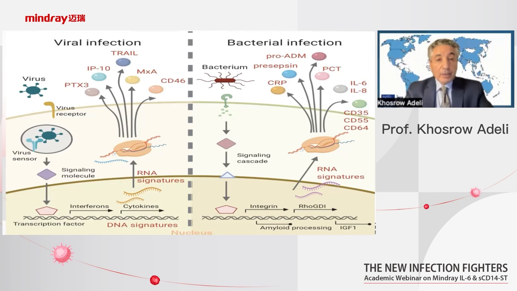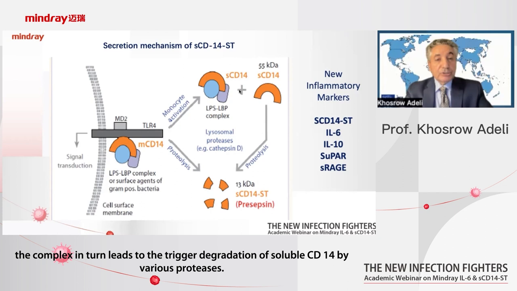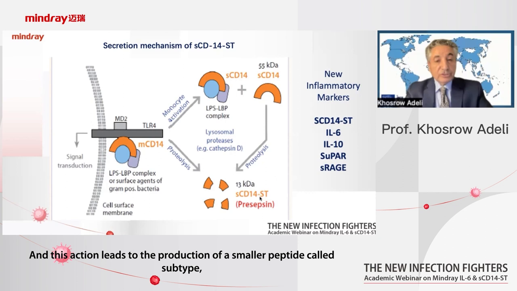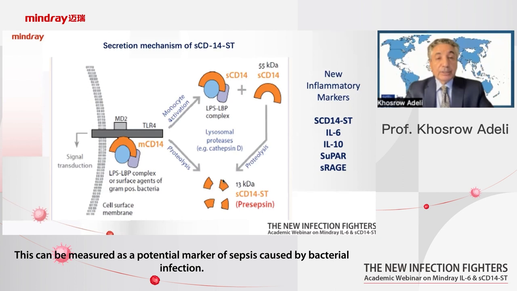Now, the soluble CD14 subtype is of particular interest, and it actually has two forms, a membrane form and a soluble form. And it binds to LPS, which can be generated by bacteria. And this leads to a formation of a complex. This complex in turn triggers degradation of soluble CD14 by various proteases. And this leads to production of a smaller peptide called the subtype, so soluble CD14 subtype. It can be measured as a potential marker of sepsis caused by a bacterial infection.